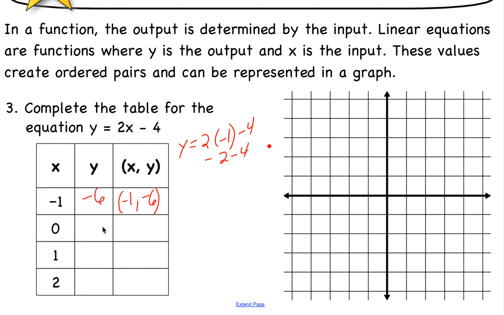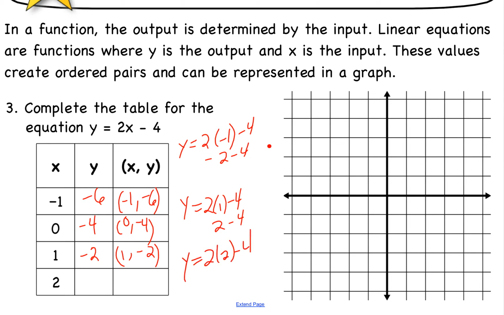Okay? What if we put in a 0 right here? Then we'd have y equals 0 minus 4, which is minus 4. So that's the ordered pair 0, negative 4. If we put in a 1, we have y equals 2 times 1 minus 4. Well, that's 2 minus 4, which is negative 2. So 1 comma negative 2 is another ordered pair. What if I put in 2? Y equals 2 times 2 minus 4. Well, that's 4 minus 4, which is 0, right? So that ordered pair is 2 comma 0. We put in a 2, we got out a 0.